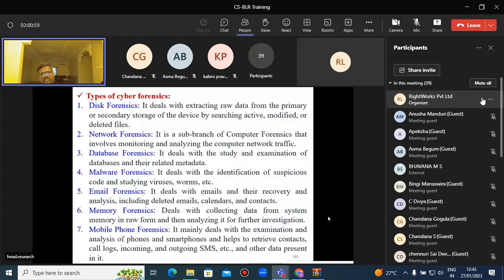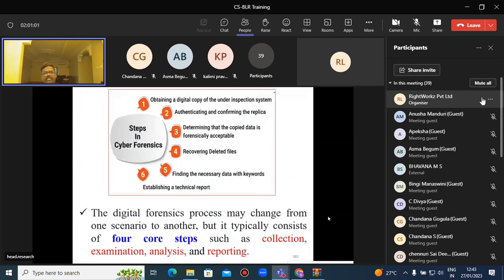Then see the steps in cyber forensics. There are 6 steps we need to follow. First, obtain a digital copy of the system under inspection. Then authenticate and confirm the replica. Determine that the copied data is forensically acceptable.